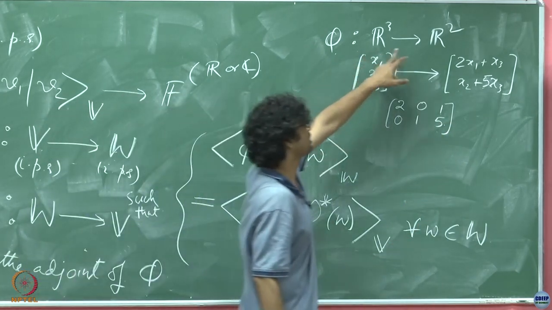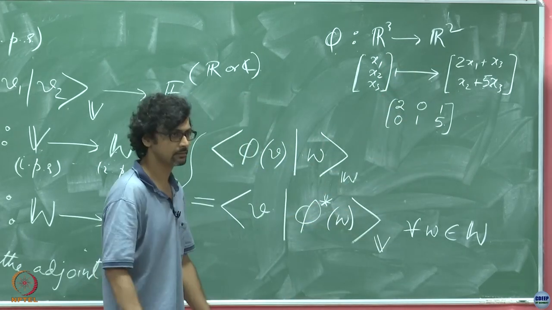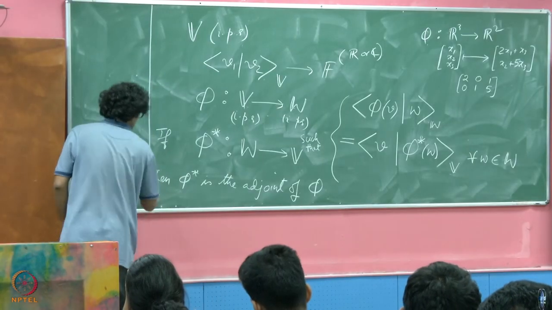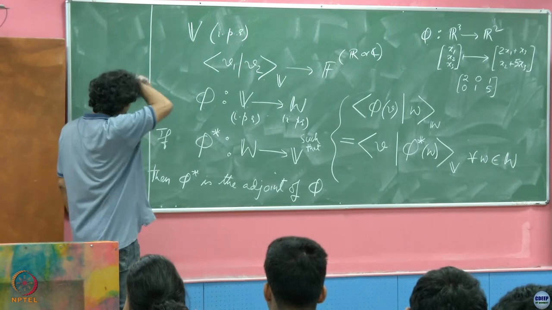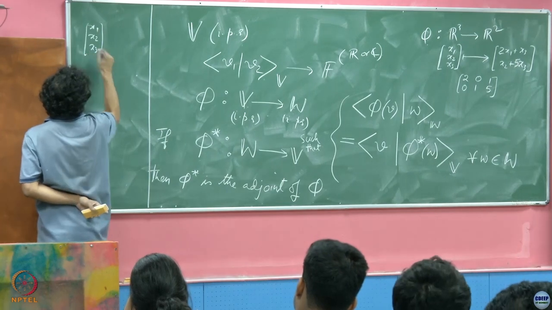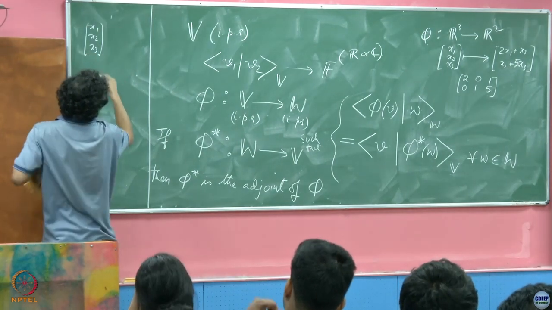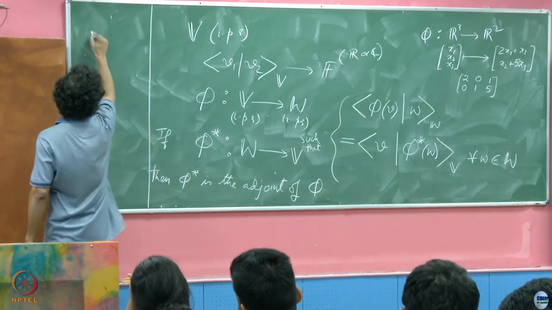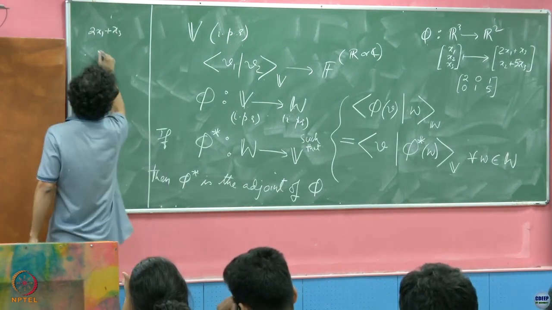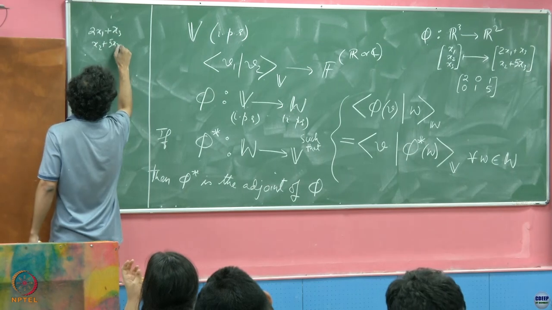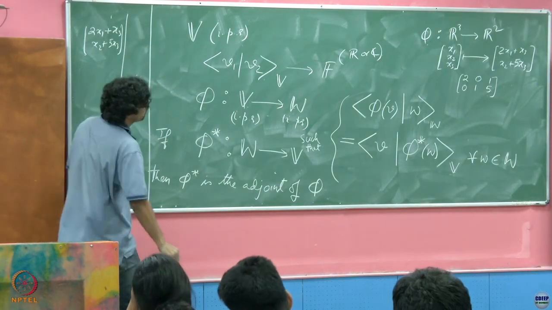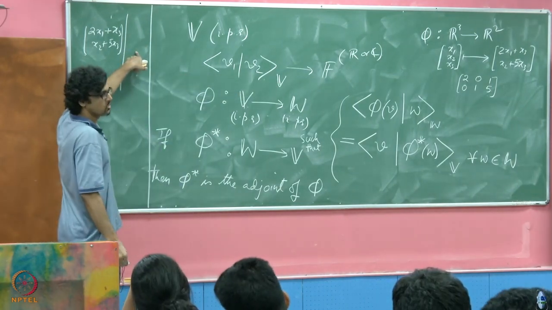So these are both inner product spaces, real inner product spaces, as simple as it can get. So what are we saying now? We let x1, x2, x3, sorry, let's act on this. So we have 2x1 plus x3, and x2 plus 5x3 is a vector. Let's take this vector's inner product with, in R2, let's call the vector v1 and v2, or let's say p1, p2.